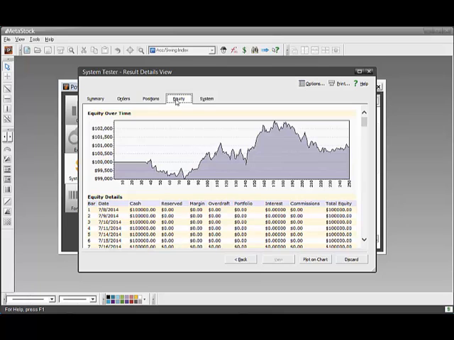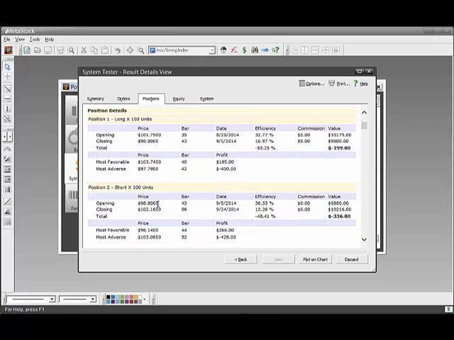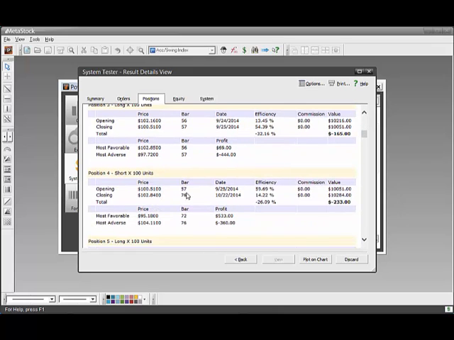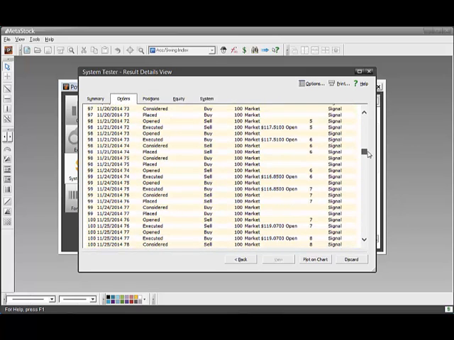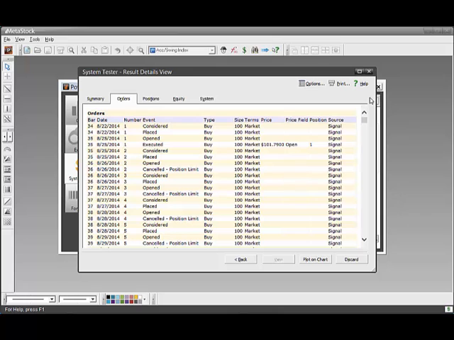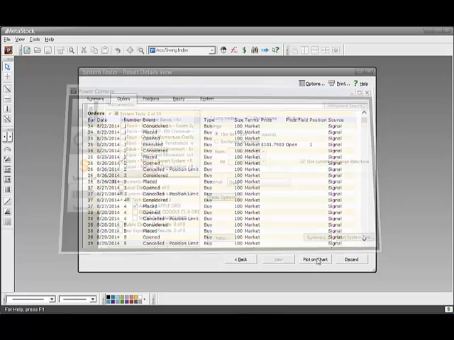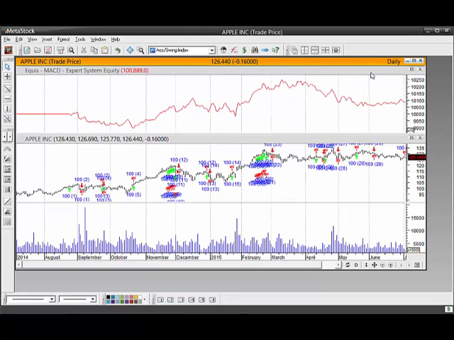We go to the equity tab, we can see the equity curve, which is the total value of all open and closed positions at each point in time for each of the 250 days. If we go to positions, we can see detail on which positions were taken, when they were opened and when they were closed. And under orders, we have a list of buy and sell orders, as well as some that were not executed. Now we can go to plot on chart, and then discard, and close this window.